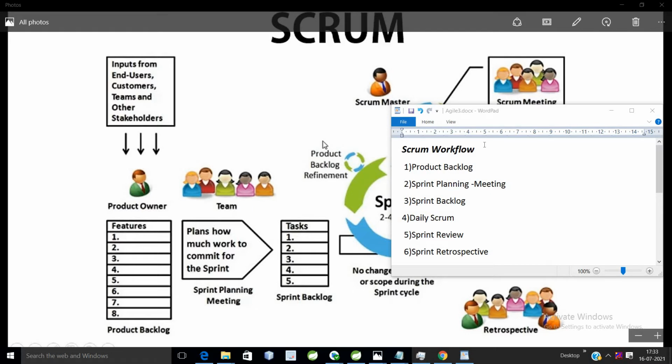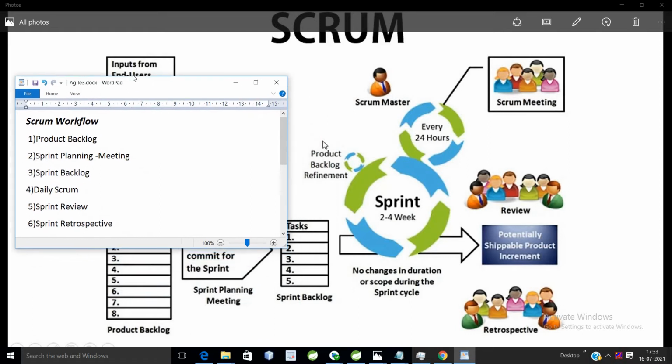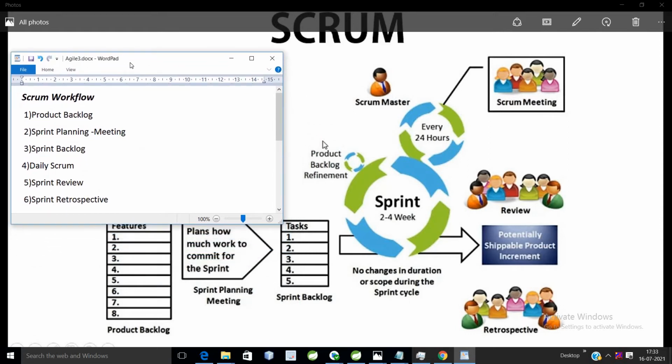Next, we move on to the daily scrum meeting. Whatever tasks we have taken in our sprint backlog, we assign them to our team members accordingly, and we hold a daily scrum meeting. Then we have the sprint review. After completing the tasks, we have the sprint review meeting.